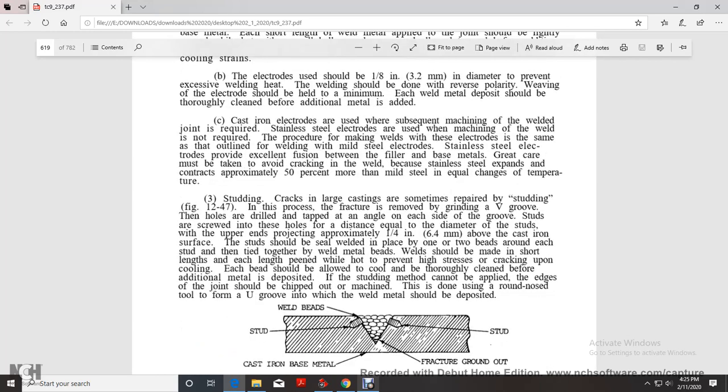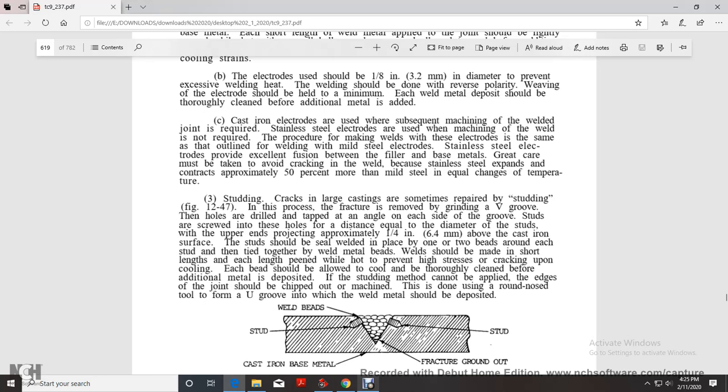Cast iron electrodes are used when subsequent machining of the welded joint is required. The stainless steel electrodes used where machining of the weld is not required follow the same procedure as welding with mild steel electrodes. Stainless steel electrode provides excellent fusion between the filler and the base metal, but great care must be taken to avoid cracking in the weld, because stainless steel expands and contracts approximately 50% more than mild steel with an equal change of temperature.